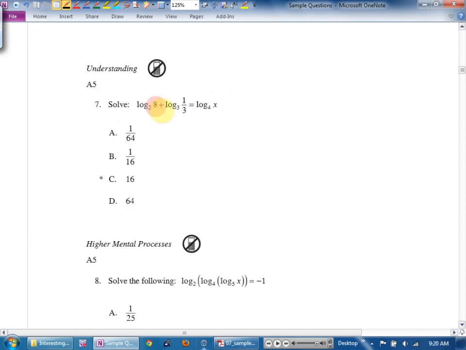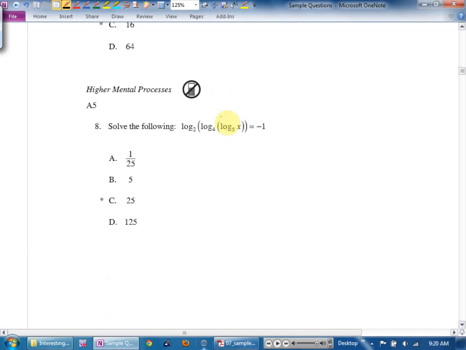Another example here. Here's an example of a higher mental process. They'll give you a log, log, log. If you're doing a log, normally I try and first of all see, is there something that will simplify first? If this was a number here and it simplified, I would try and do that. There is not. So I start on the outside, and I'm going to write this as an exponent. 2 to the negative 1 equals what's inside the log.